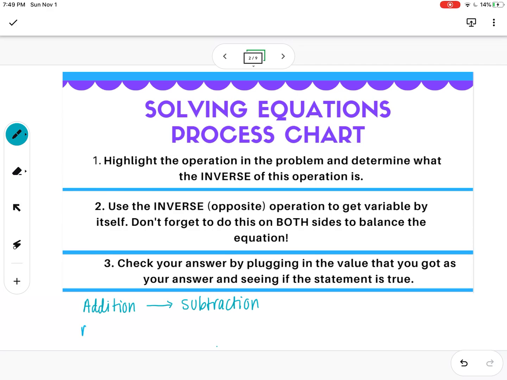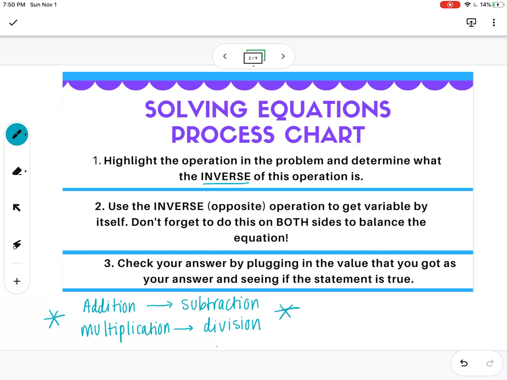And then the inverse of multiplication is division and also vice versa. Those undo each other. And you'll see more so how that works once we move on and do examples with them. But basically, if the equation said x minus 2 equals 4, since that says minus 2, it shows subtraction. We would do the opposite by adding 2 to both sides in order to isolate the variable. All right, so first highlight the operation in the problem, determine what the inverse is. Remember, I put the inverse right down here.